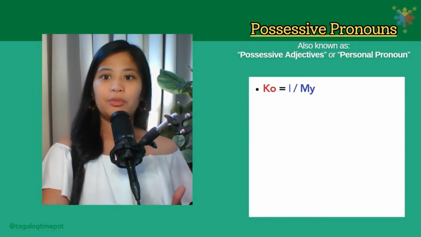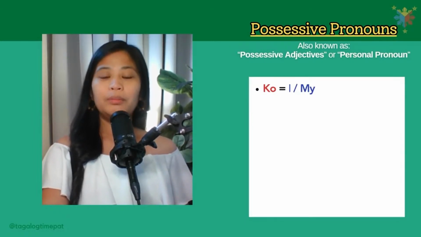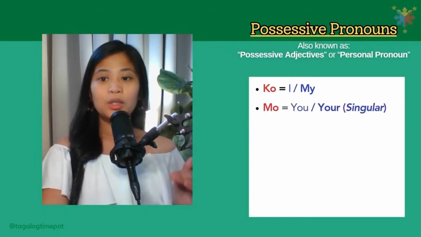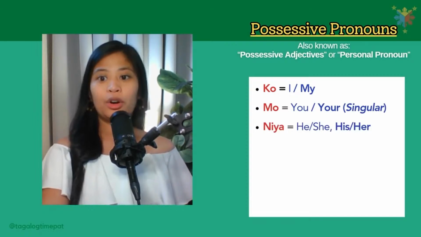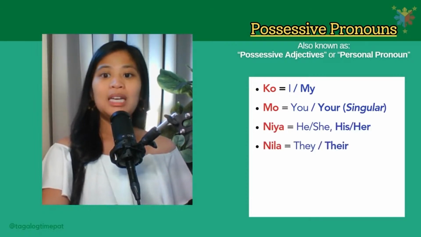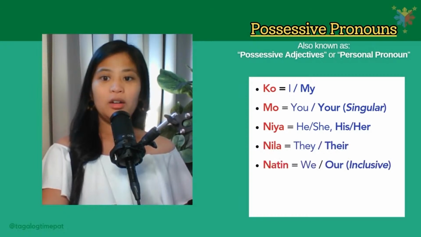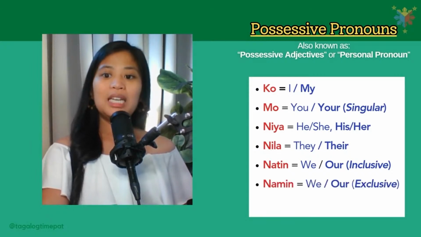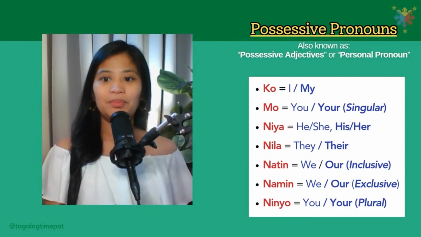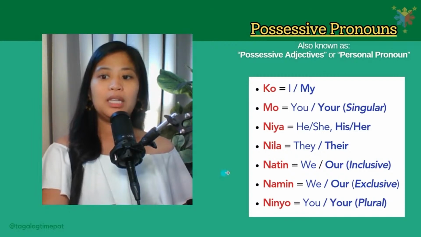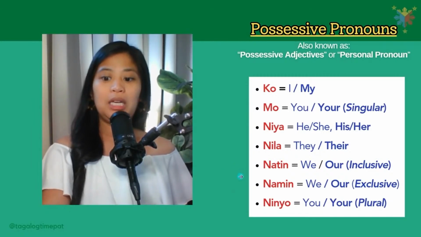Now let's review the possessive pronouns that we've already learned. Ko means I or my. Mo is you or your singular. Niya, he or she, his or her. Again, this is gender neutral. Nila, they or their. Natin, we or our inclusive. Namin, we or our exclusive. Ninyo is you or your plural. So that's you all as a class. And we will take a look at the difference between this inclusive and exclusive meaning here.